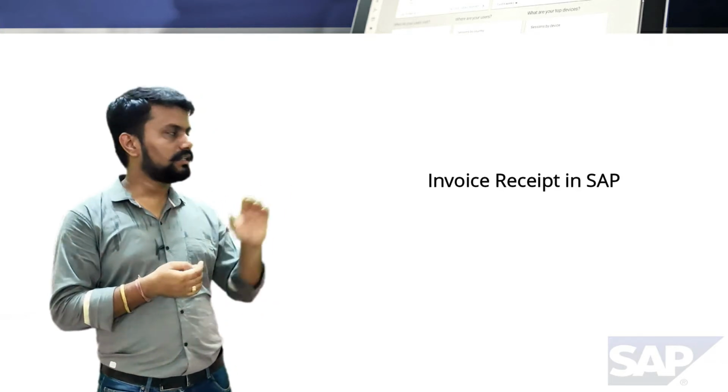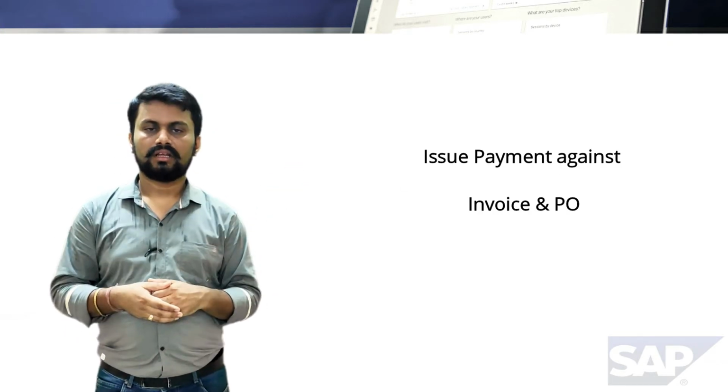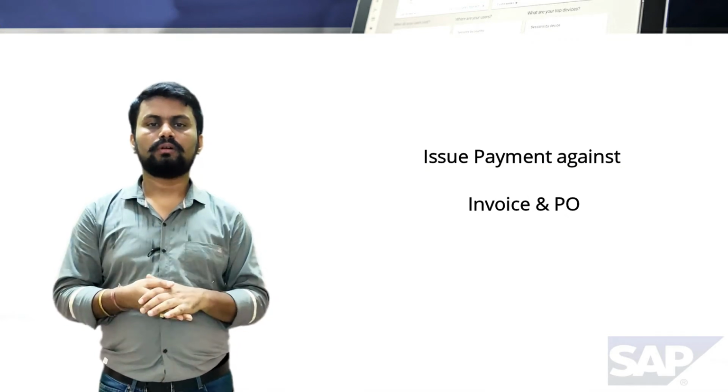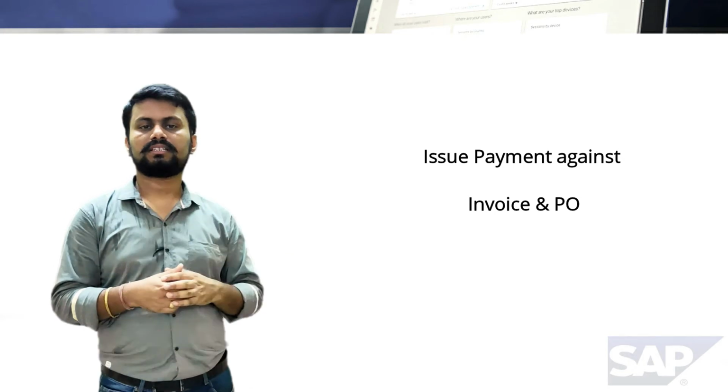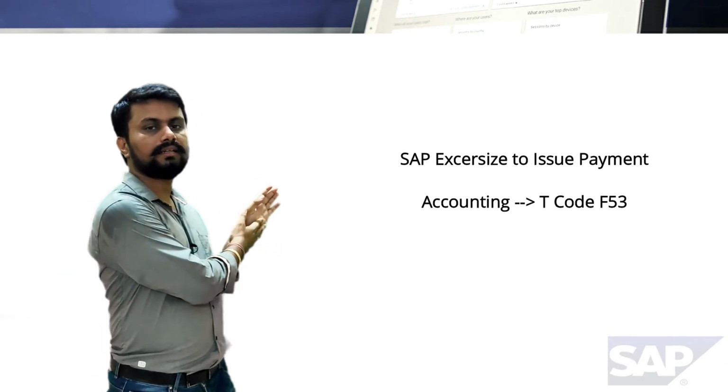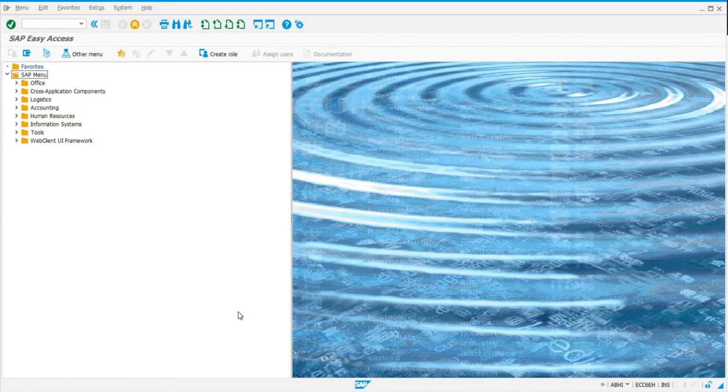So in the last video you learned how to put the invoice entry into the SAP system. Now we are going to issue payment to our vendor against the PO or against the delivery which he has done. So we are going to exercise now how to issue payment in our SAP. Here we are going to exercise how to issue payment to a vendor against the delivery in reference of a purchase order. In order to do that, we will go to the accounting part.